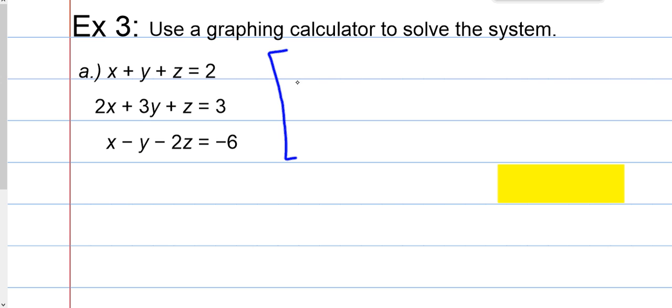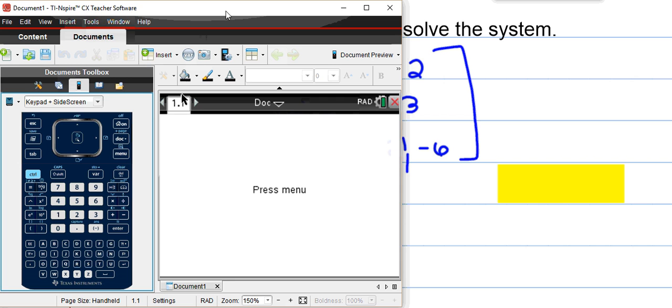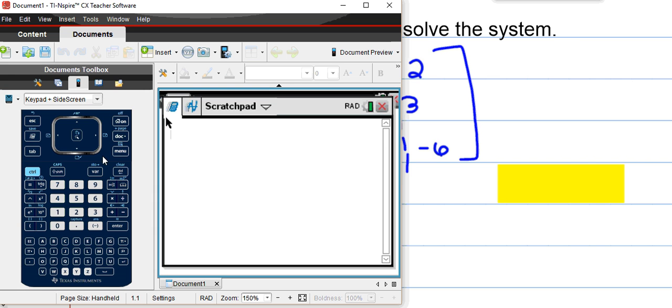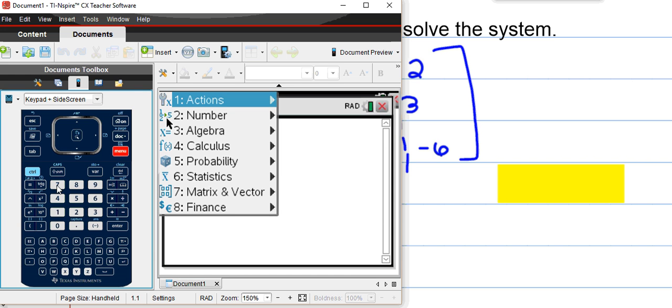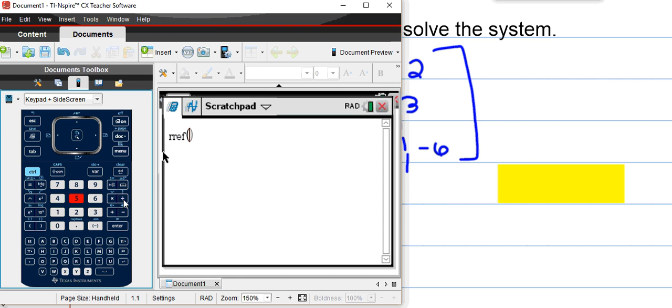for this system. We have 1, 1, 1, 2, 2, 3, 1, 3, 1, negative 1, negative 2, and negative 6. Make sure you put your dotted line in there for where the equal sign would be. Now, let's go back and use those calculator steps. On this calculator, we go to a regular calculator screen, menu, 7, which is matrix and vector, 5, reduced row echelon form, and it gives us RREF.